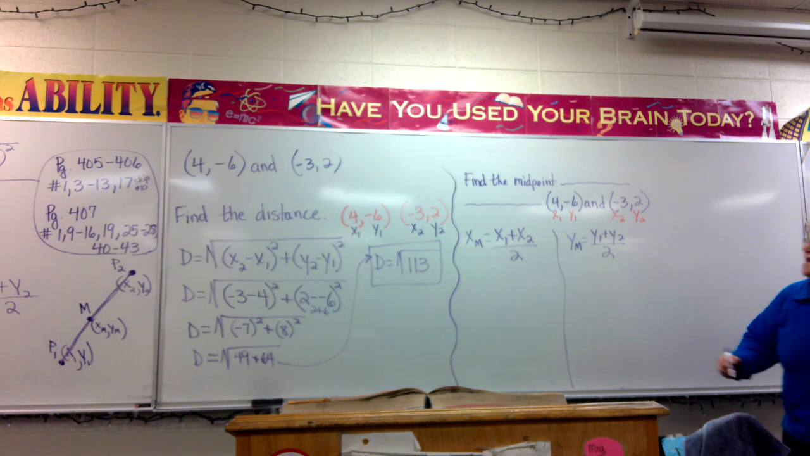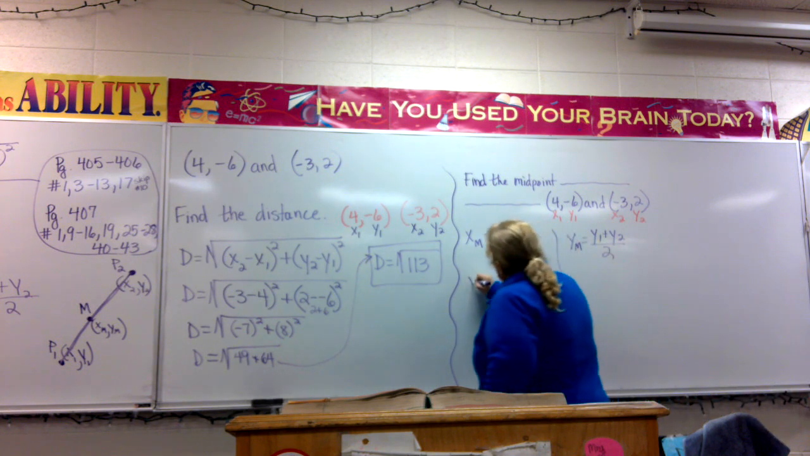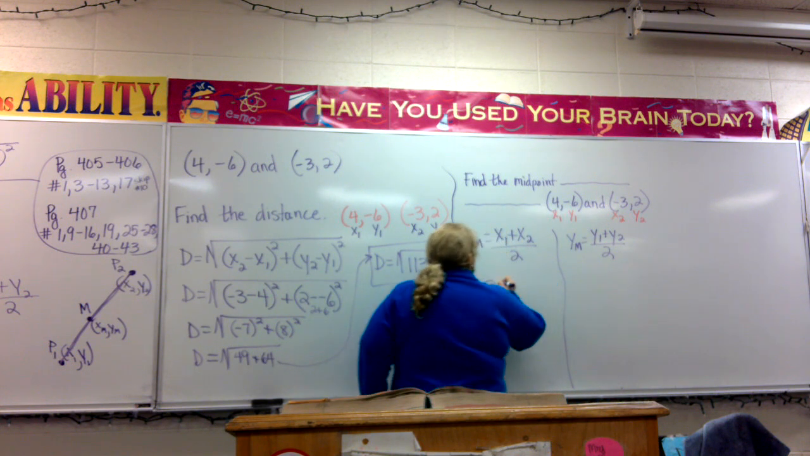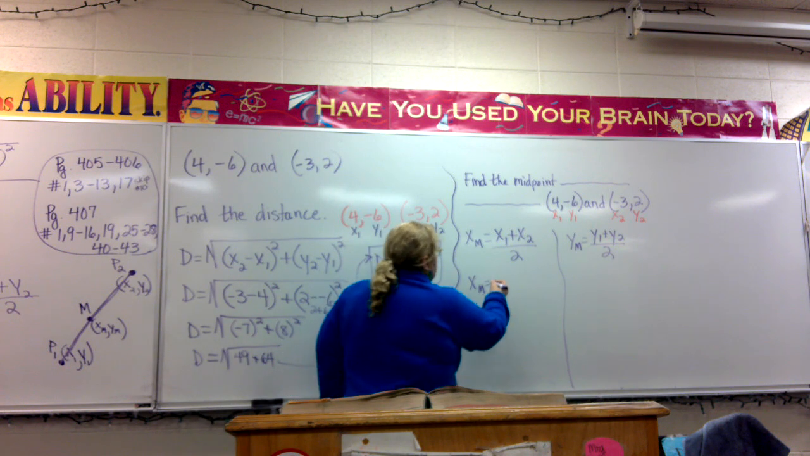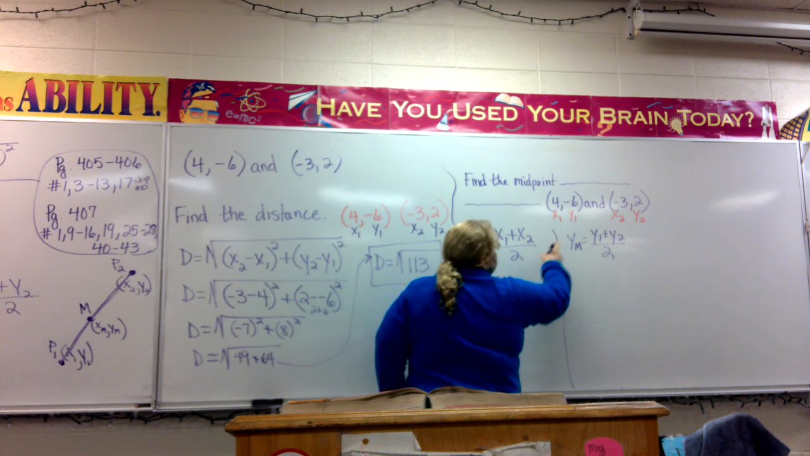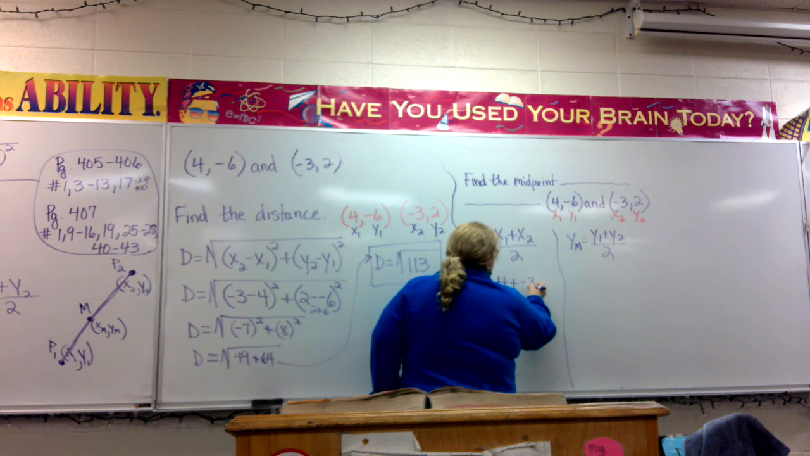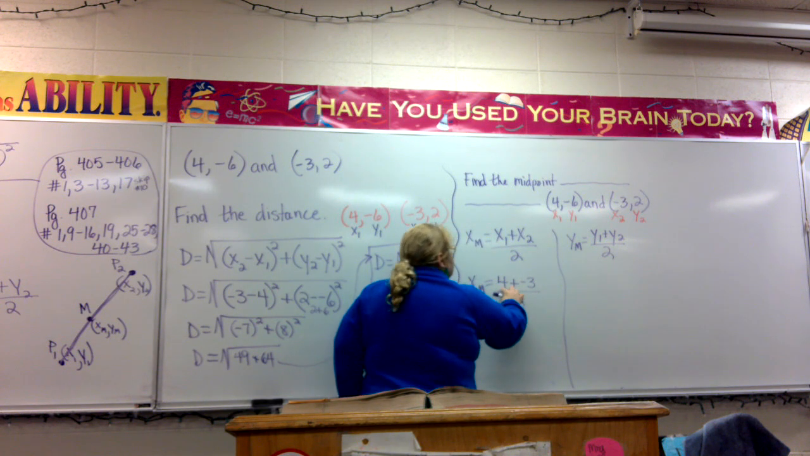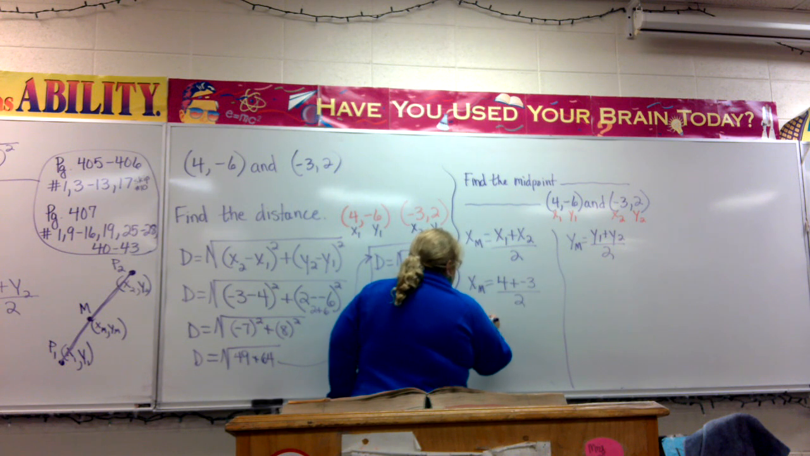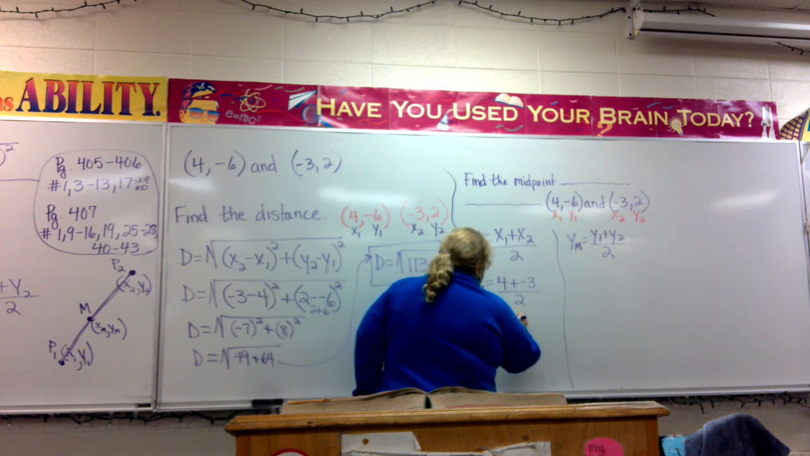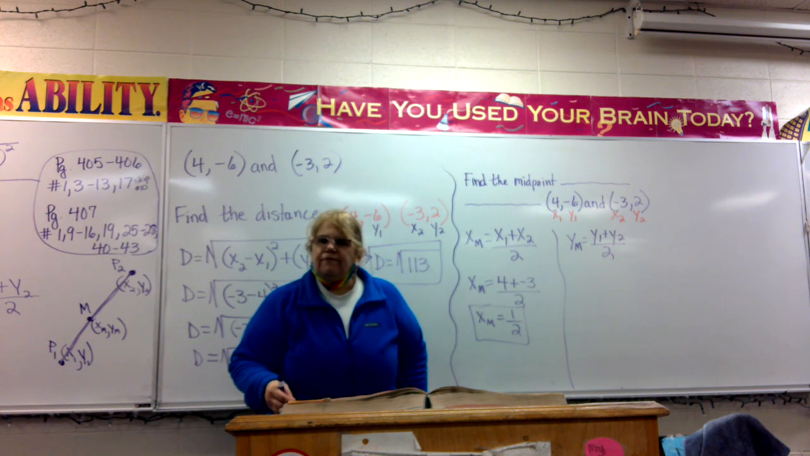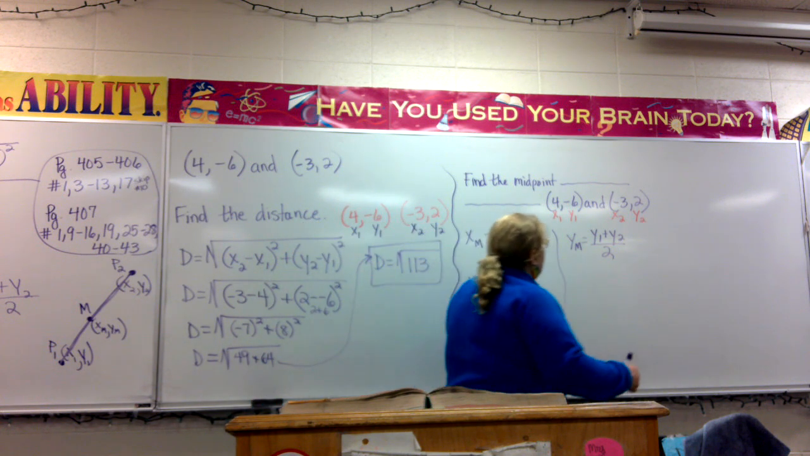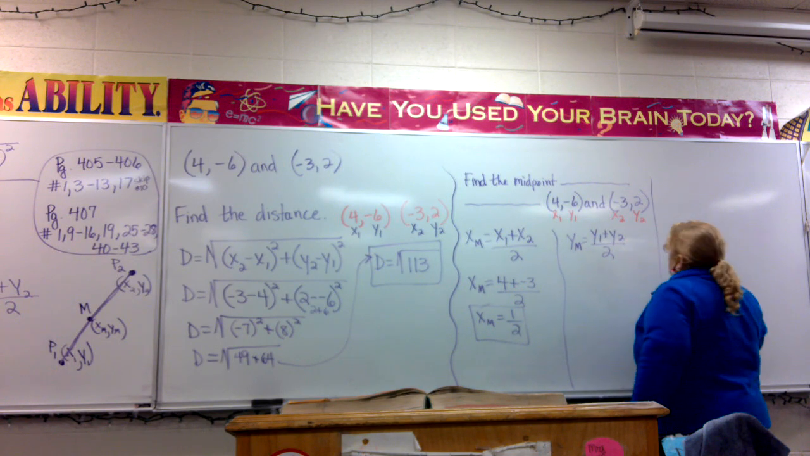Now, just plug in. So, what is x1? 4 plus, what is x2? -3 all over 2. What is 4 plus a -3? Isn't that 1? So the x coordinate at the midpoint is 1/2. But then we also have to find the y coordinate at the midpoint.